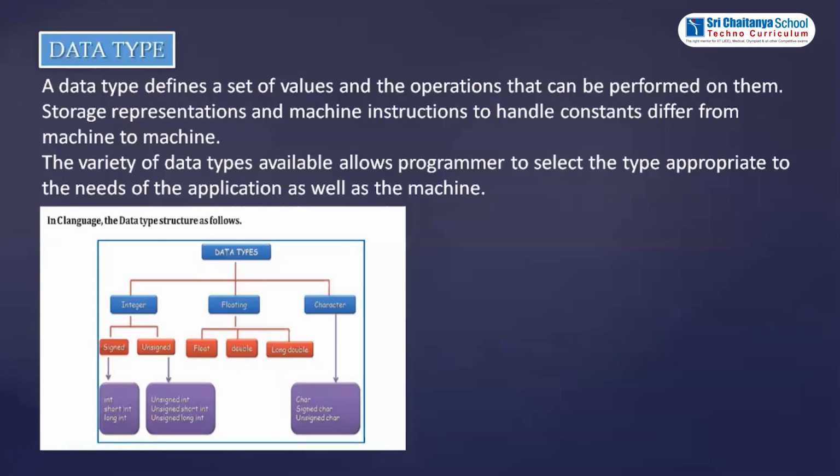Within the integer, we also have other data types like signed and unsigned int. And also within float, the float can be declared as float, double or long double. And if it is a character, then the character can be of char, signed character and unsigned character.